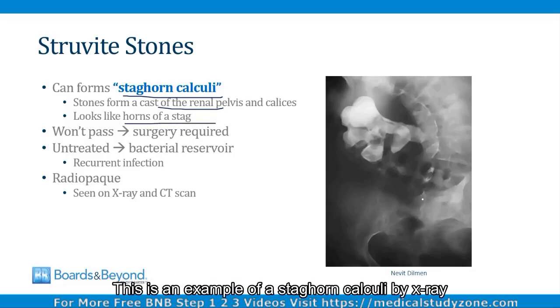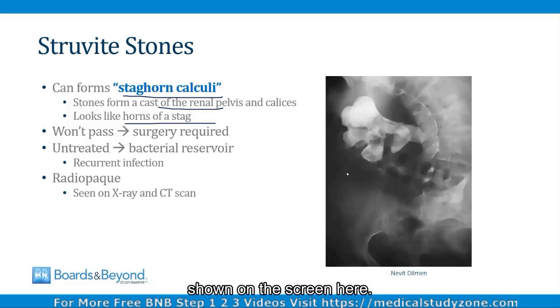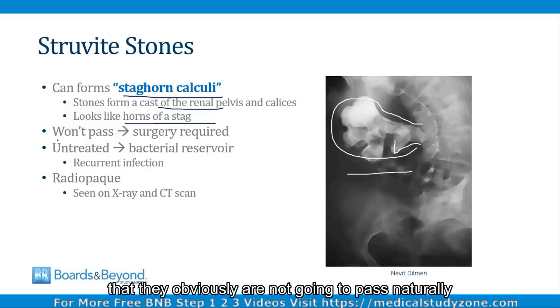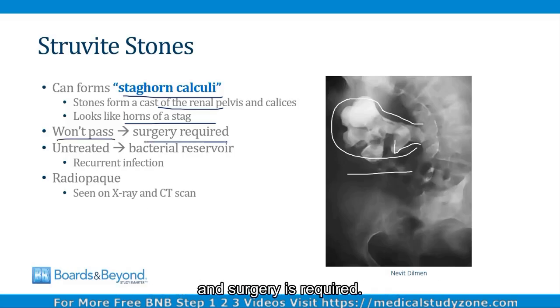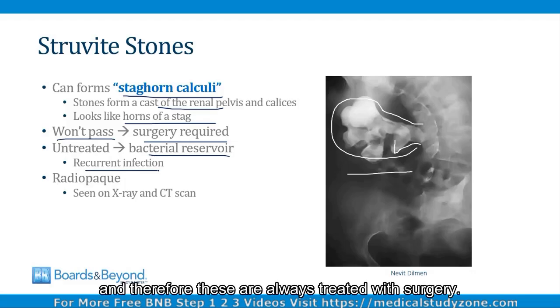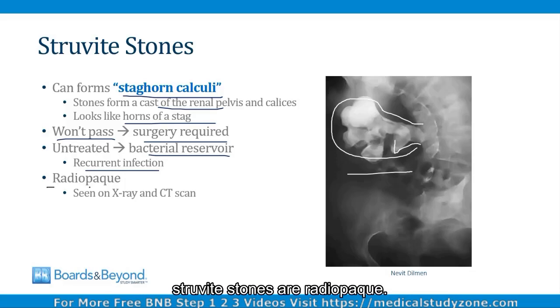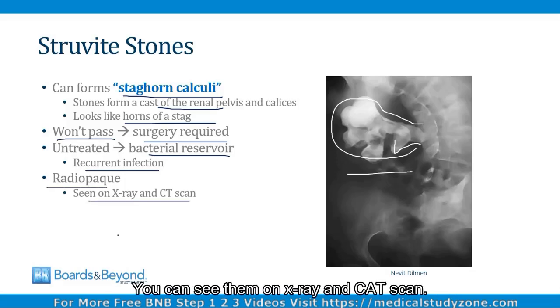This is an example of a staghorn calculus by X-ray shown on the screen here. What's happening is little bits of stone have precipitated from the urine and coated the walls of the renal pelvis, and that makes this cast that looks like the horns of a stag. Staghorn calculi are so big that they obviously are not going to pass naturally, and surgery is required. If left untreated, they become a reservoir for bacteria, and recurrent infection can occur, and therefore these are always treated with surgery. And as you can see in this image on the screen, struvite stones are radio-opaque. You can see them on X-ray and CAT scan.